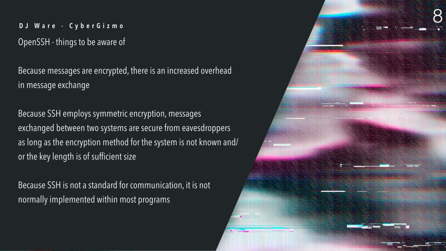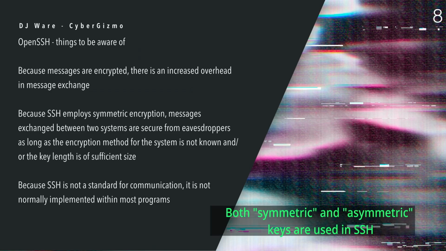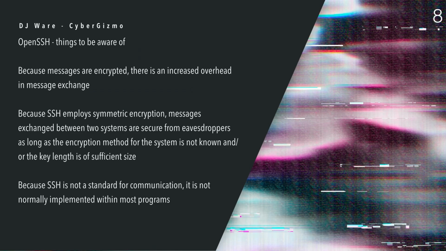OpenSSH, things to be aware of. Because your messages are encrypted, obviously there's going to be overhead, right? It's going to be slower to move the data because you have the extra time involved in encrypting and decrypting messages. Also, SSH employs a symmetric encryption mechanism where the messages are exchanged between two systems, so the only way you can be sure that it's safe from eavesdroppers is to make sure the encryption method for the system is not known, so that there's no way to discover that. Also, the key length needs to be of sufficient size when you're generating your keys.